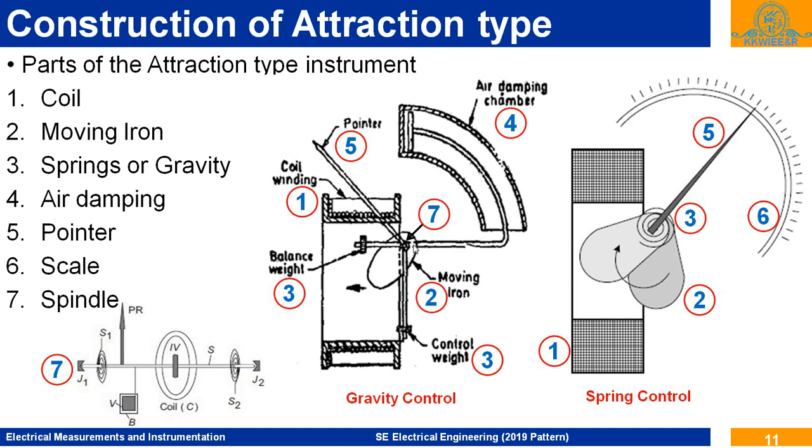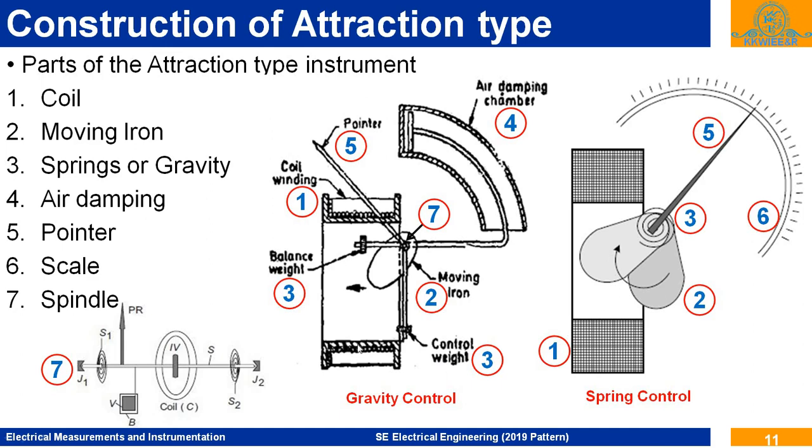Then there is a spindle. This spindle is placed in J1, J2 jewel bearings. On this spindle, or this moving system, S1, S2 springs are provided for the controlling of the torque. When the current or voltage is removed, this controlling spring will bring the pointer to its original position. So this is the construction of this moving iron system.